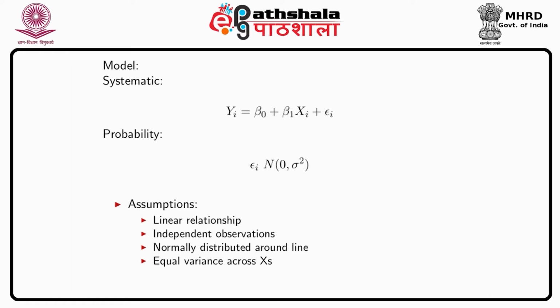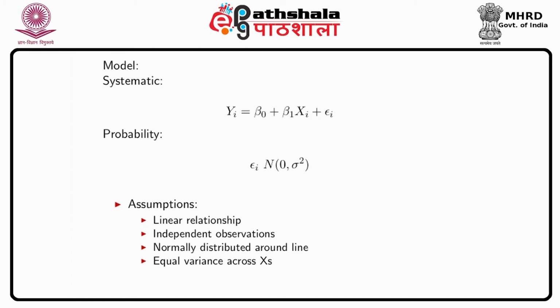The third assumption is that the error terms, which is the probability part of the model or the random part of the model, are normally distributed, and the normal distribution has a mean 0 and variance sigma square. And the fourth assumption is in terms of these variances. We assume that for the error term which follows a normal distribution, the variances are all the same across the different observations. In other words, sigma square happens to be the variance for all the epsilon_i's or the errors.